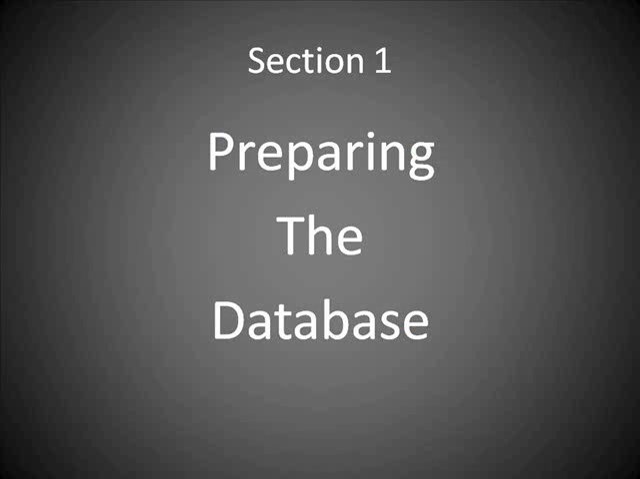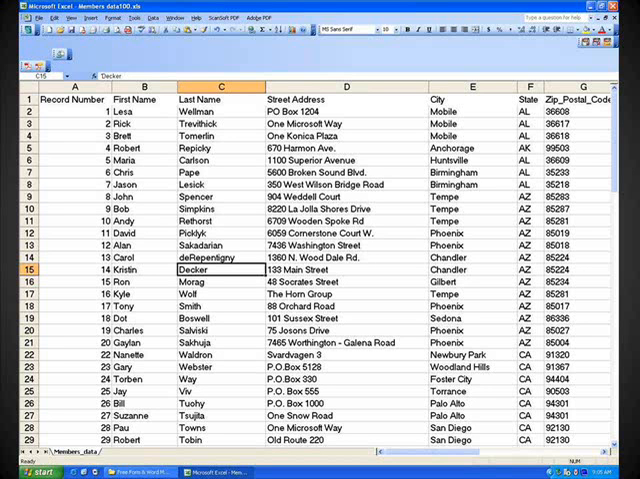The first step in the process is to do some basic housekeeping in preparing the database. We need to ensure that the horizontal lines, otherwise known as rows of the database, are intact and have the proper column headers and record numbers on them.